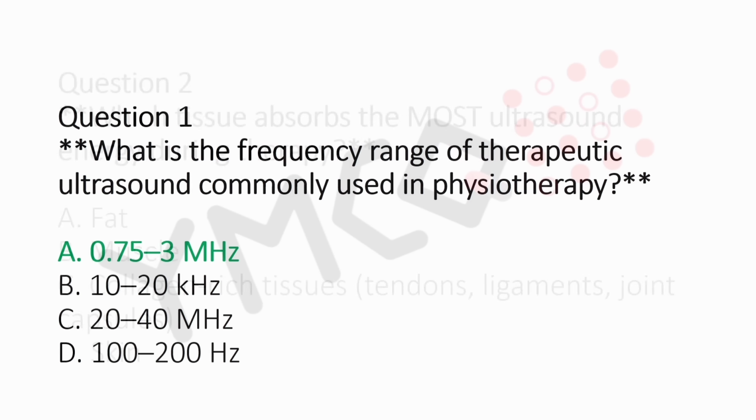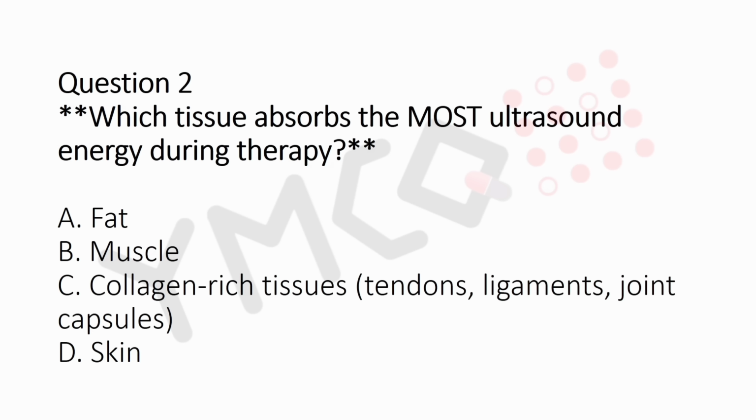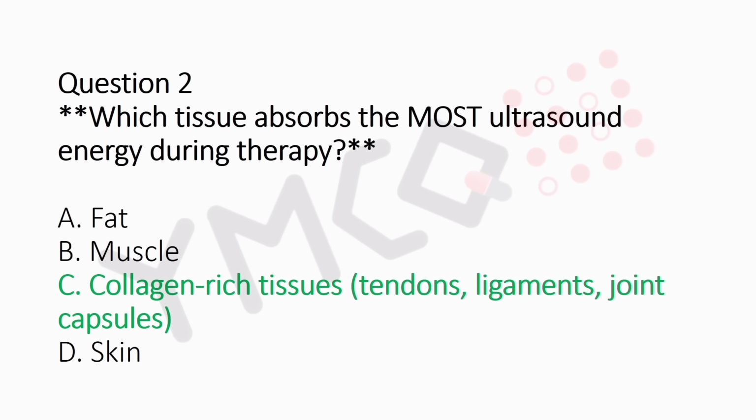Now let's move to question number 2. Which tissue absorbs most ultrasound energy during therapy? Option A, fat. Option B, muscle. Option C, collagen-rich tissues. Option D, skin. And the answer is option C, collagen-rich tissue.